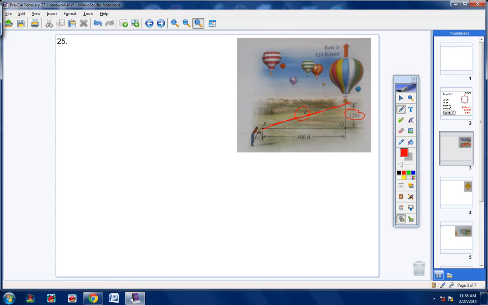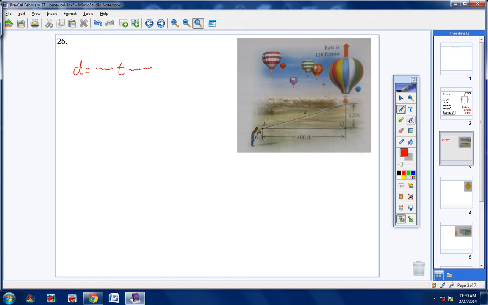Look at the very last sentence, please. Express D as a function of T. So in my final answer, I would like to have D over here, and then all kinds of numbers and stuff, but the only variable I'm going to have is going to be T. That's D as a function of T. Distance as a function of time.